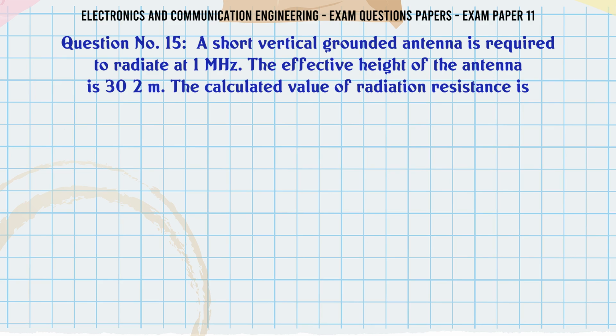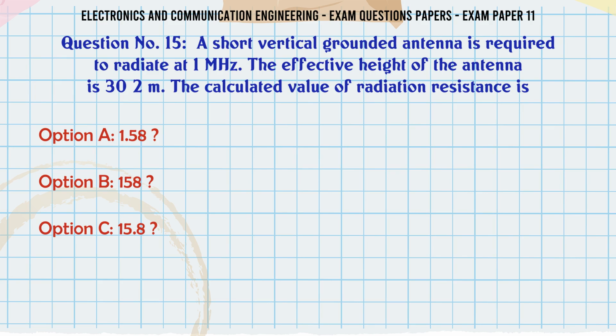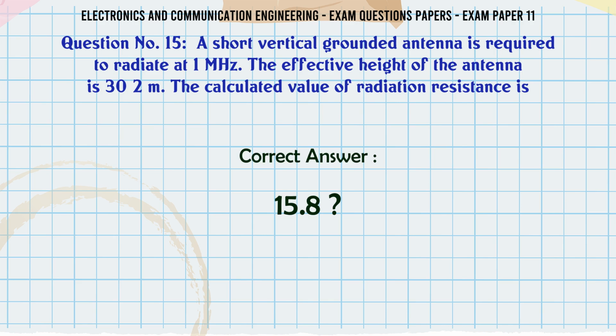A short vertical grounded antenna is required to radiate at 1 MHz. The effective height of the antenna is 32 m. The calculated value of radiation resistance is A 1.58, B 158, C 15.8, D none. The correct answer is 15.8.